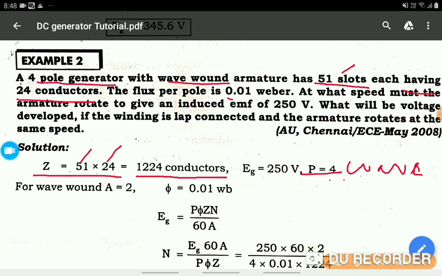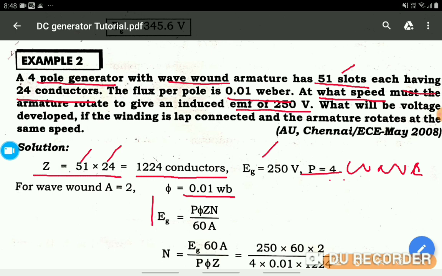Then flux per pole phi is equal to 0.01 Weber. What is the question asked? At what speed must the armature rotate in order to induce EMF of 250 volt? So EMF Eg equal to 250 volts.